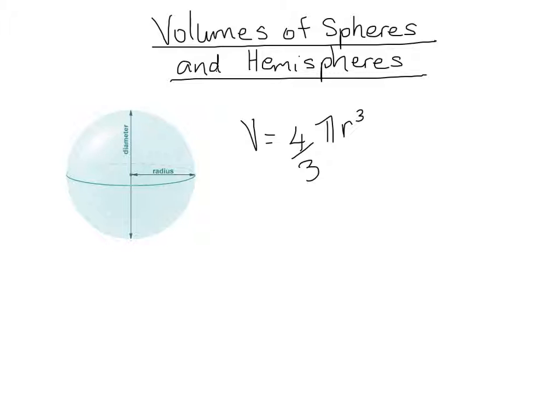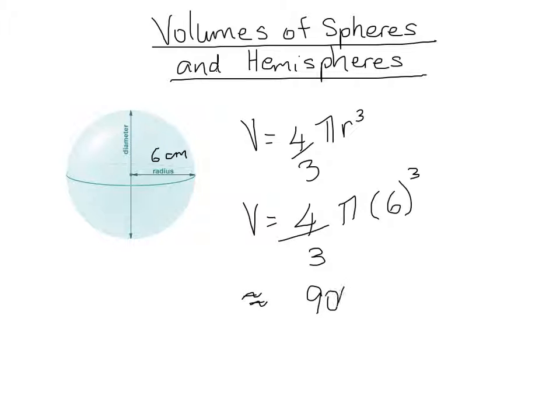So if we have an example, let's say our radius is 6 centimeters. Well, that would make our diameter 12 centimeters, but that doesn't matter. In order to figure out the volume, we will just plug into this formula. We substitute a 6 in for the radius, and we get 4 over 3 pi 6 to the third power. We can do that all in our calculator, and we get that that's approximately equal to 904.8 centimeters cubed. And that's how you find the volume of a sphere.